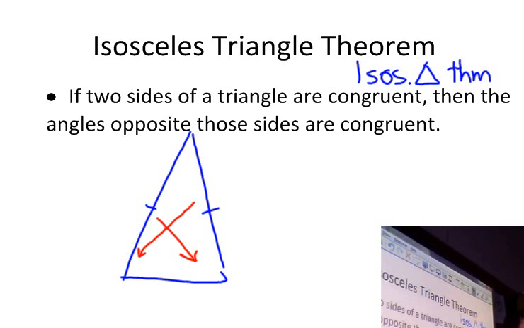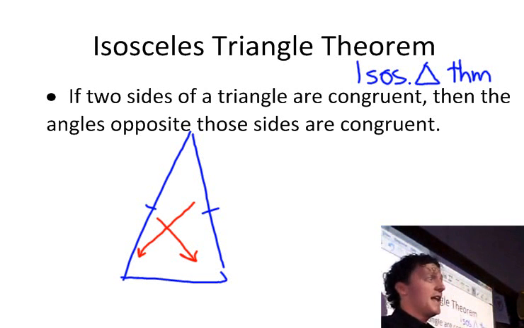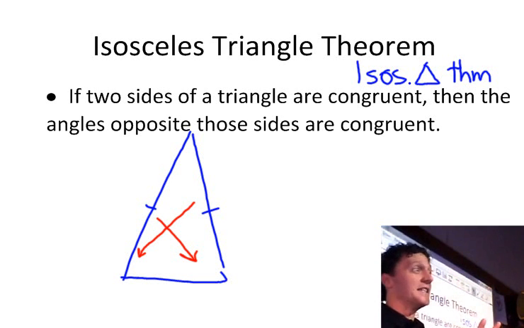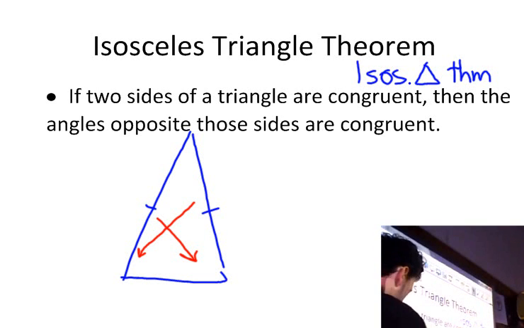Originally, the definition of an isosceles triangle is that it's got at least two congruent sides. This theorem is saying that if you've got two congruent sides, then the angles are also congruent. The angles opposite the sides are congruent.